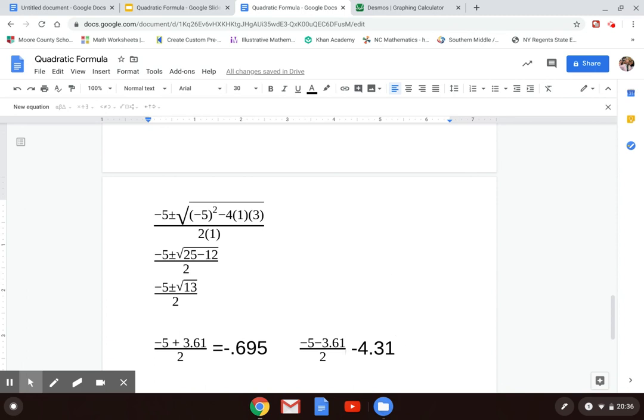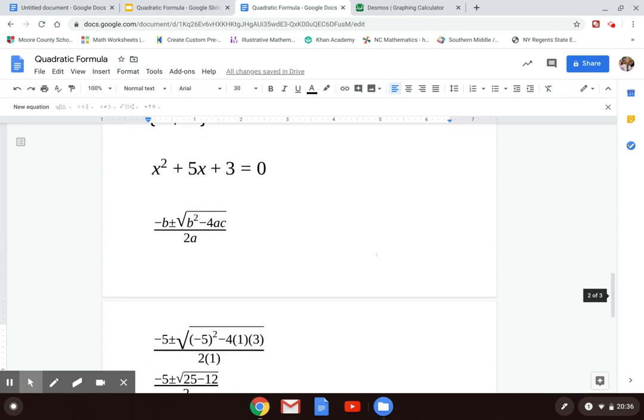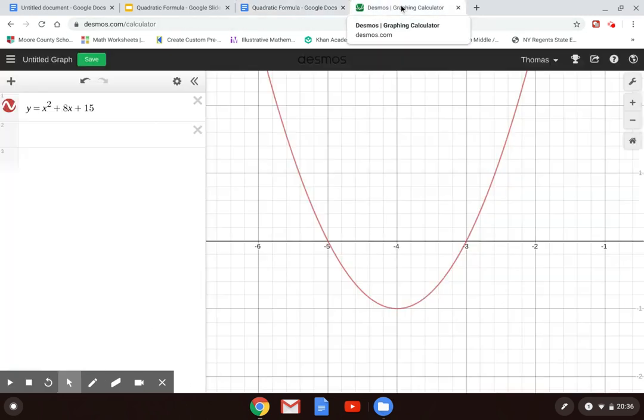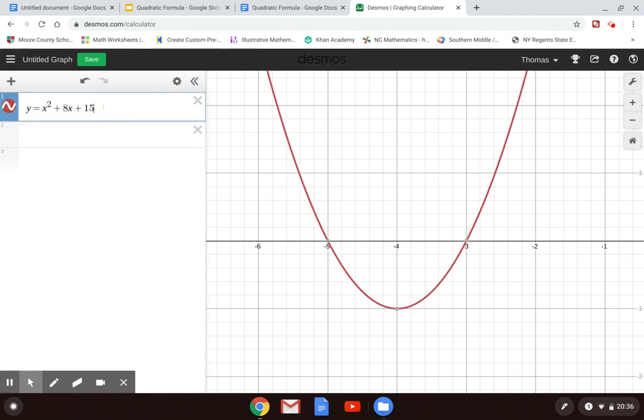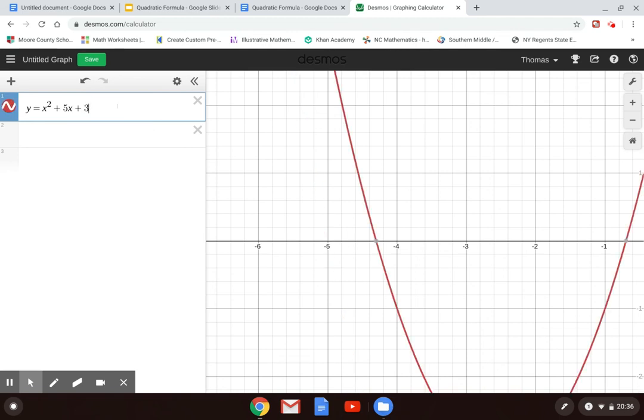And again, if I were to take this and come over here and graph it. Here's my answer. So I said one of them was, now we rounded slightly different, so our numbers might be a little bit different, but there's one of my x-intercepts, and there's my other.